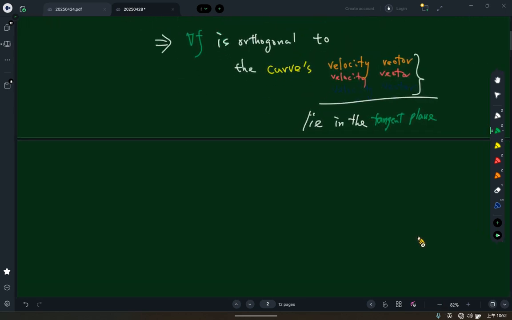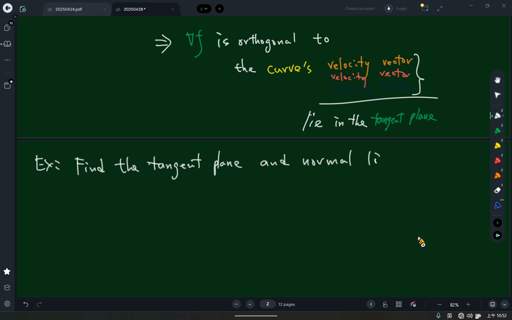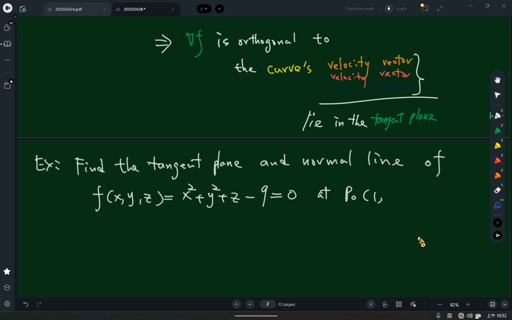Okay. So find the tangent plane and normal line of f of x, y, z is equal to x squared plus y squared plus z minus 1 is equal to 0 at P0 (1, 2, 4).